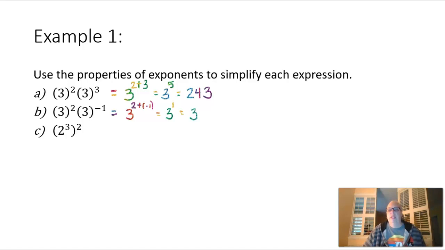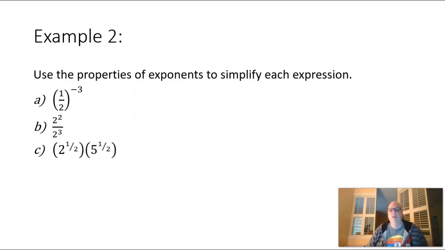And then in part C, notice this time I only have one base. I still have two exponents, but I only have one base. This is the property where we multiply those exponents together. So this is 2 to the power of 3 times 2, or 2 to the power of 6, and if we put that in our handy dandy calculator, it's going to give us 64.